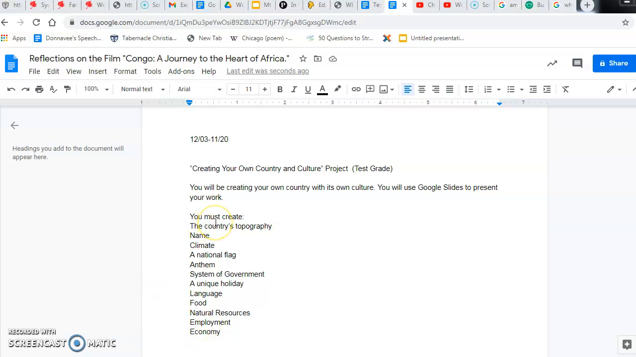So the first thing that you need is to create, well, actually, name would be the best thing. Name should go first. Let's do the name first. So the first thing that you need to do is name. What's the name of your country? And you're going to want to explain the origin of the name. I'm just putting notes in here so that you can come back and look at it again. So origin of the name.